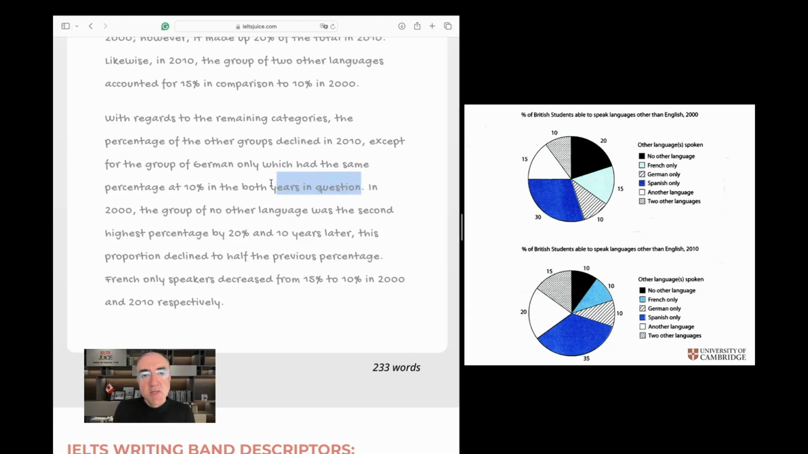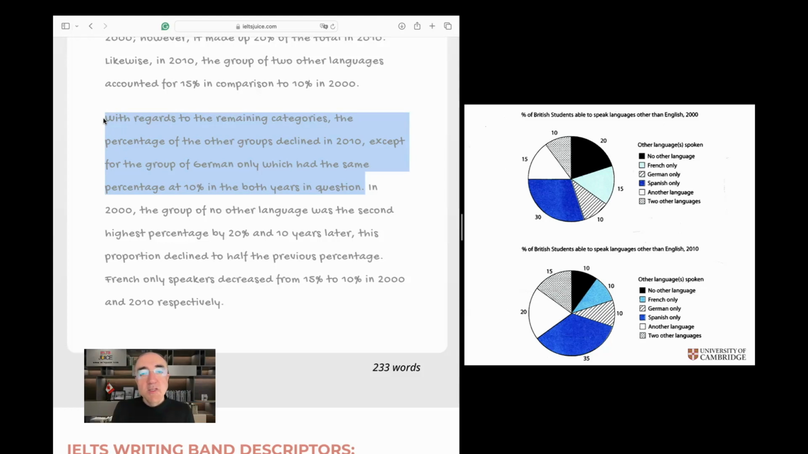This is just an extra word. In the years mentioned in the question. Again, just extra words. You could say in the aforementioned years. Simple. This is a very good opening.